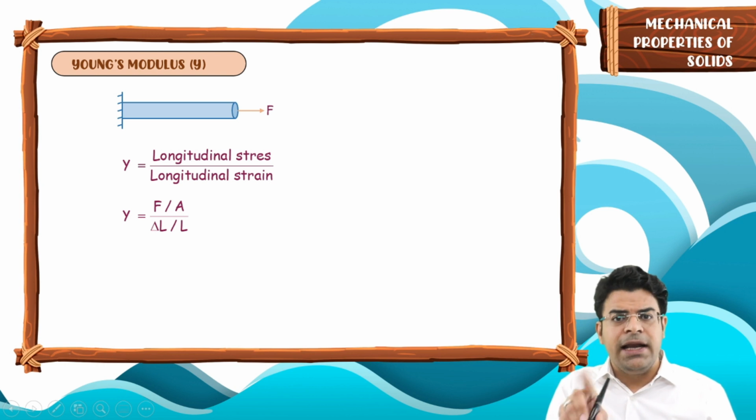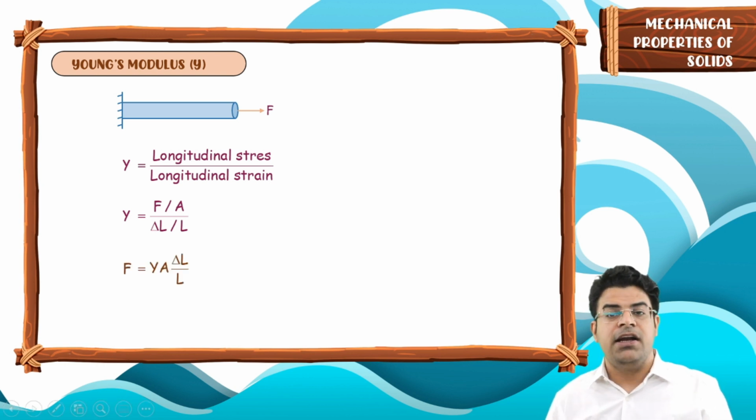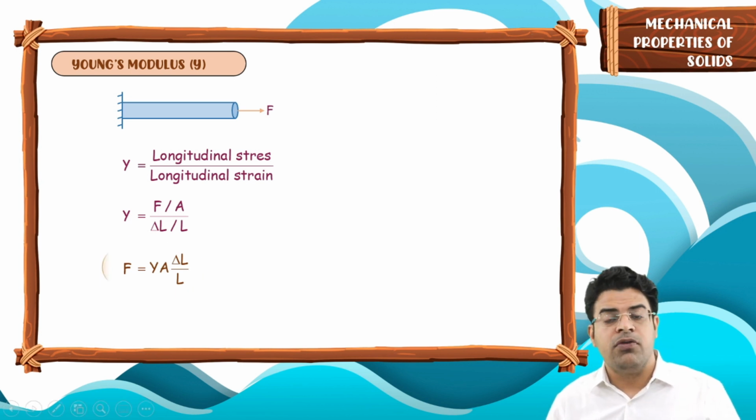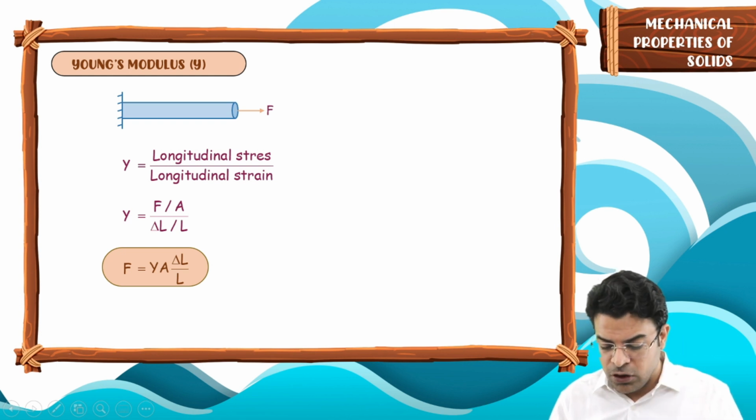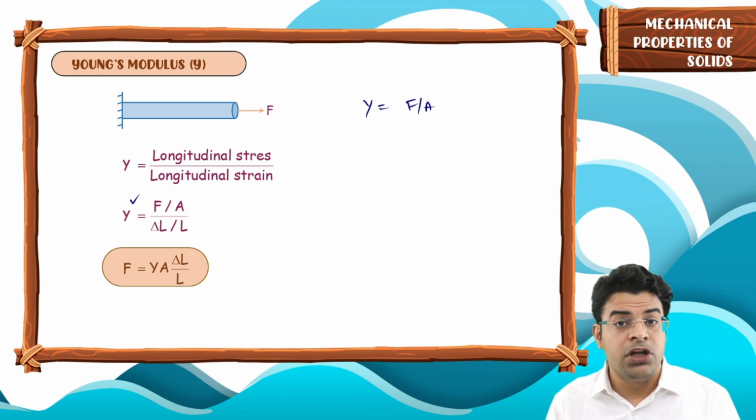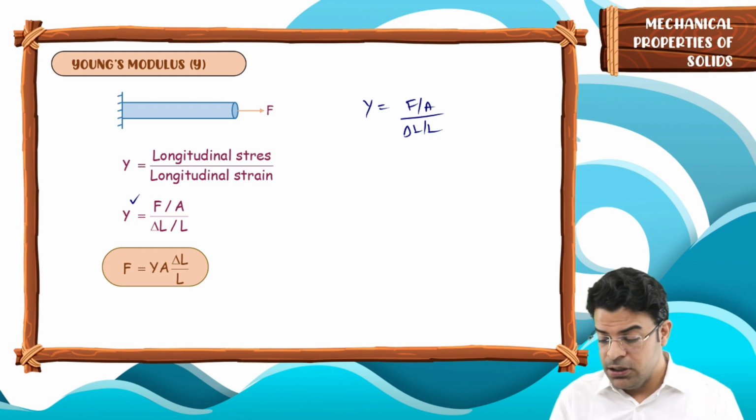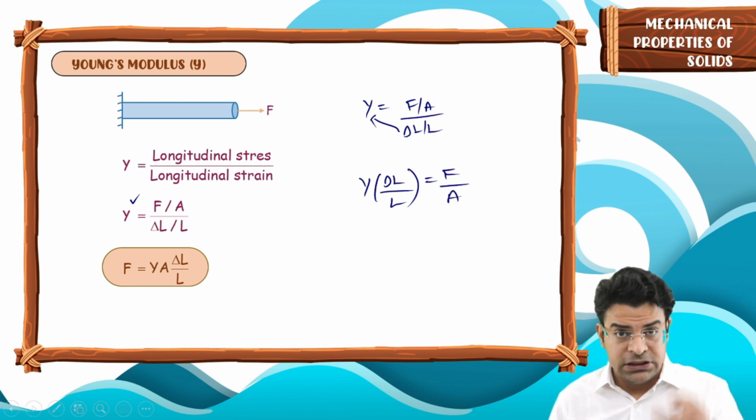Now we can rewrite this particular equation as F equals YA delta L by L. And I tell students to remember this particular way, F equals YA delta L by L. Why? It will be useful later. But how did we get it? We know that Young's modulus equals force upon area, the longitudinal stress, upon delta L by L, the longitudinal strain. Bring this longitudinal strain to the right hand side. So you get Y into delta L by L equals force acting per unit area, which is the longitudinal stress.